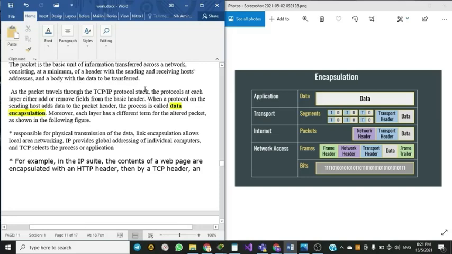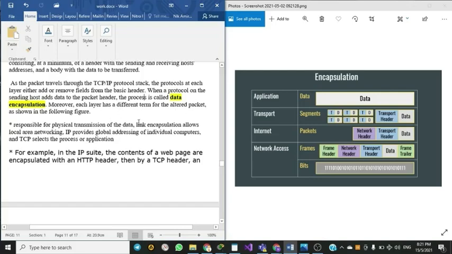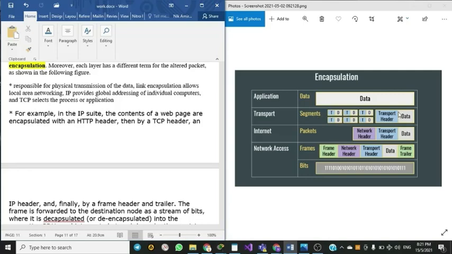So basically, each protocol either adds or removes fields from the basic header, and the protocol on the sending host adds to its packet. The process is called data encapsulation, and each layer has its own different term for the packets. For example, for the transport layer, we will call it a segment. For the internet layer, we will call it a packet. For the network access layer, we will call it frames or bits.